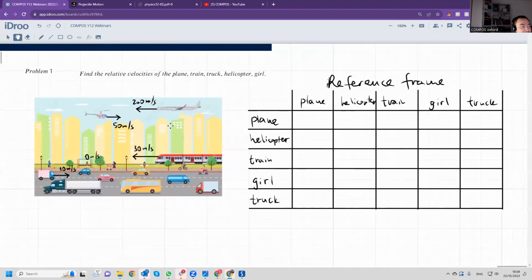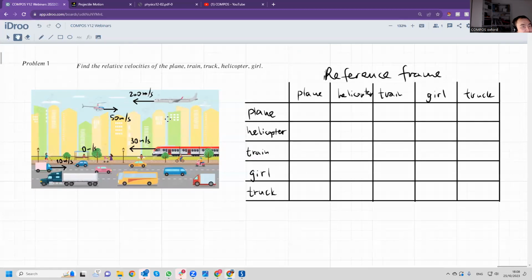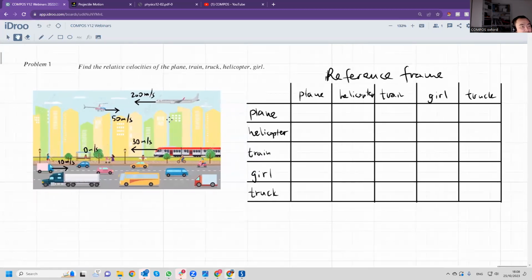Okay. So problem 1. Find the relative velocities of the plane, train, truck, helicopter, girl. So basically, we are talking about frames of reference. Frame of reference, and this is important because we will study frames of reference later on. A frame of reference.